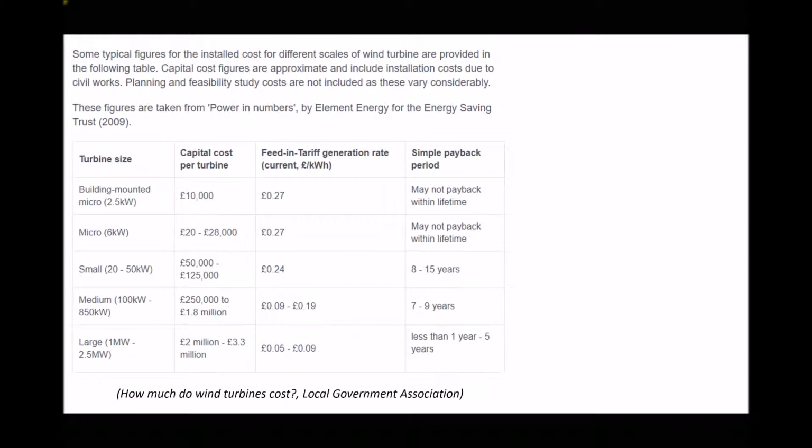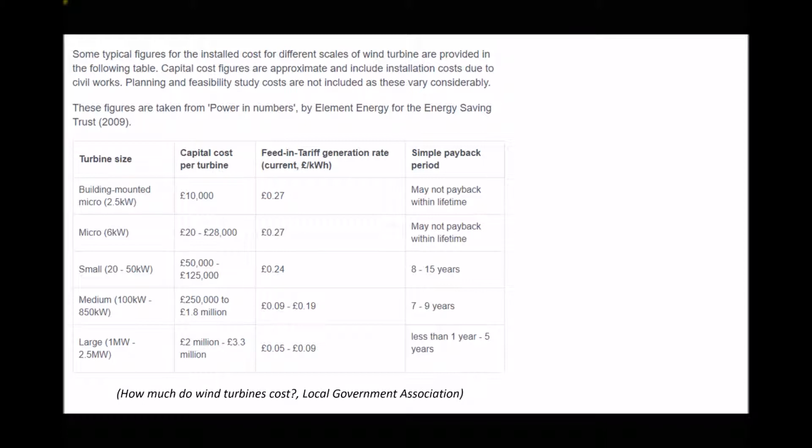So the first source of information that we're going to use to make an approximation on the cost of our wind farm comes from the local government association. Now there's some information above the table there. It says some typical figures for the installed cost for different scales of wind turbines are provided in the following table. So we see on the left hand side we have different sizes of turbines along with the capital cost for the turbine, or the initial cost. It says capital cost figures are approximate and include installation costs due to civil works. Planning and feasibility costs are not included as these vary considerably.